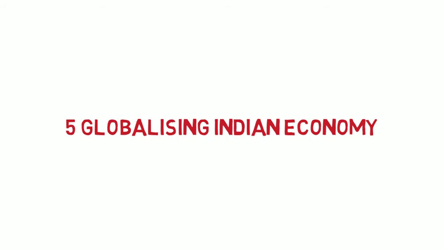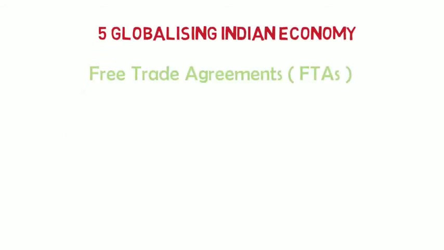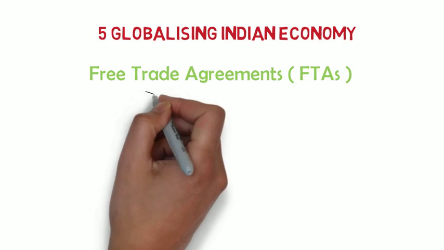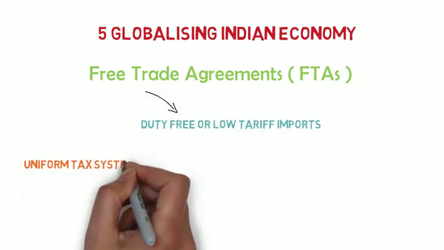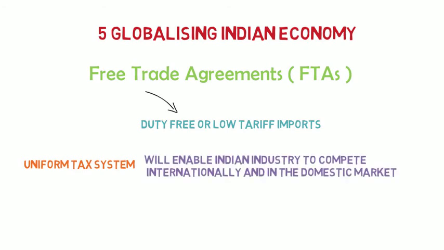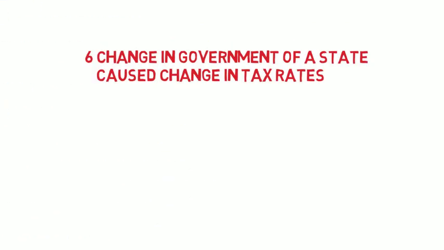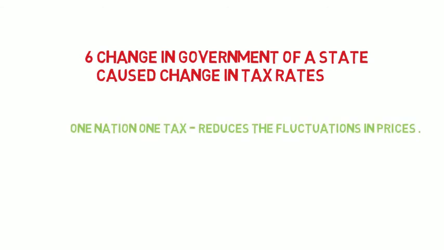Globalizing Indian economy. India has signed free trade agreements with various countries which allows duty-free or low tariff imports in India. A uniform tax system will enable Indian industry to compete not only internationally but also in the domestic market. Change in government of a state often causes change in tax rates in the respective state. Thus, with the introduction of GST as one nation one tax, it greatly reduces these fluctuations in prices.